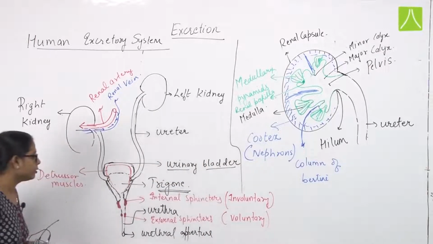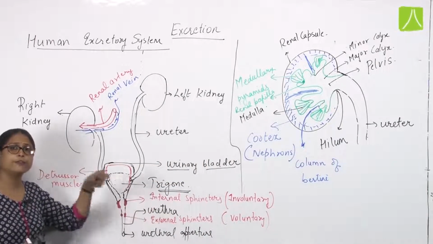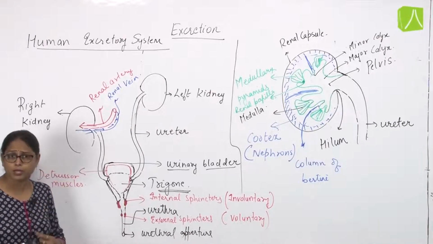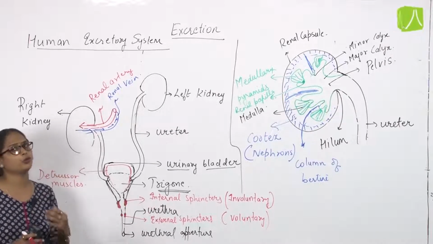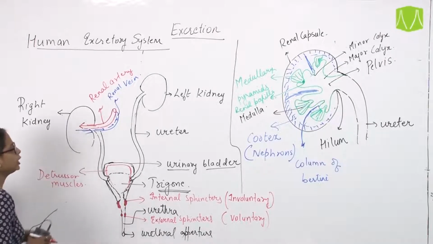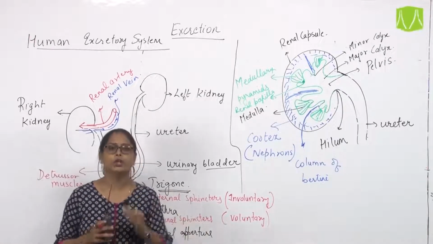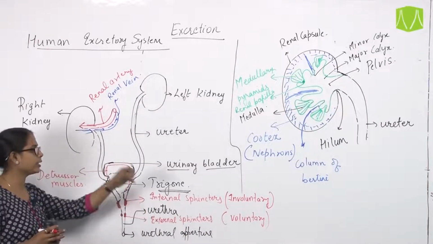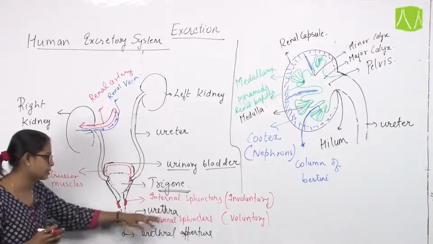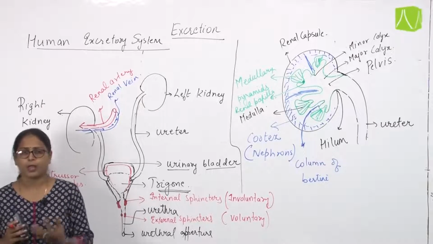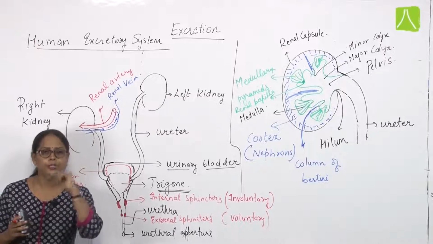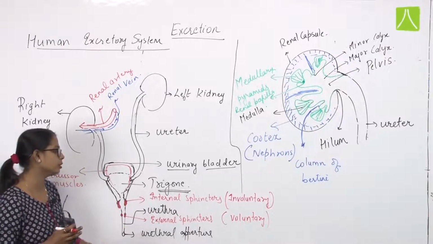So whenever the internal sphincter opens up, we feel the urge to excrete urine. That means we feel the urge for the urination process or micturition process. The micturition process is the process of release of urine. Then the external sphincter is under our control because it is voluntary in action. So whenever we wish to release urine, only then does the external sphincter open up.